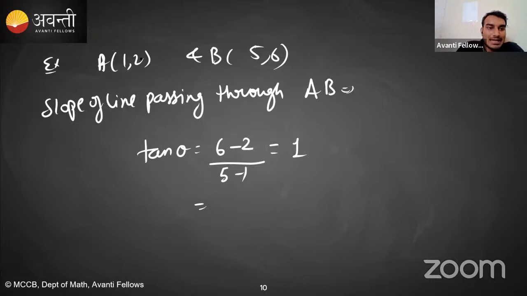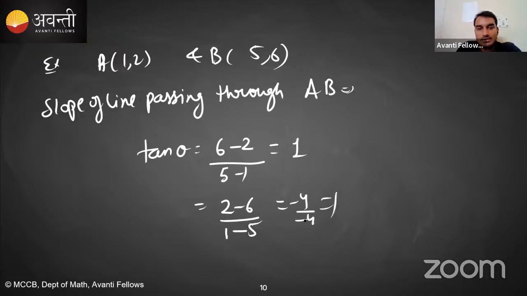Again, if you want to write the y coordinate of A first, then you will write 2 minus 6. Then you have to write the x coordinate of A first. Okay, 1 minus 5. This is minus 4 upon minus 4, which is 1.